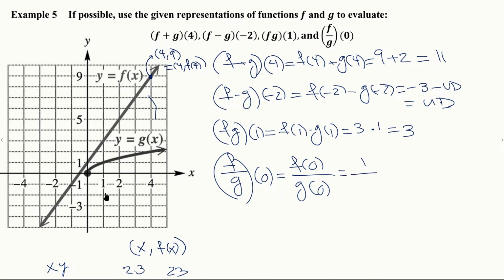How about g of 0? Well, g of 0 is right there. It's 0, right? g goes through the point (0, 0). So the function evaluated at 0 is 0. Think about it. If g is in fact square root of x, what is g of 0? It's the square root of 0, which is 0, right? So it makes sense. So that's 1 over 0. So this is also undefined, okay? So we had 2 undefined results and 2 well-defined results, okay? And that's how you would approach something like that.